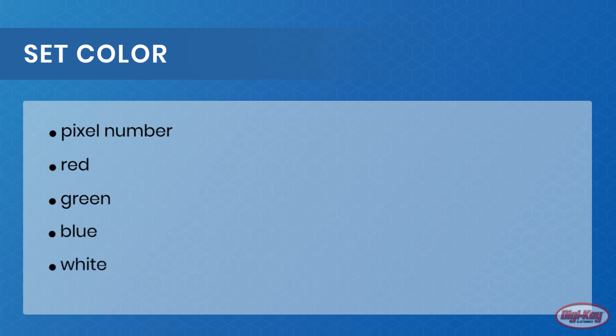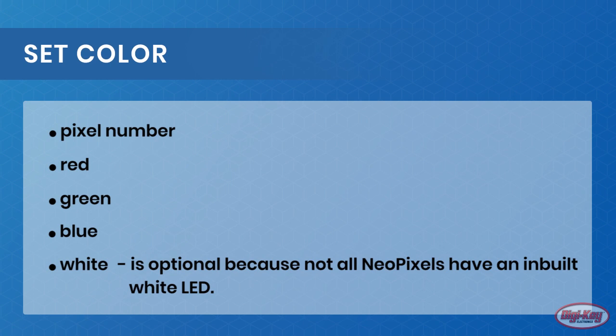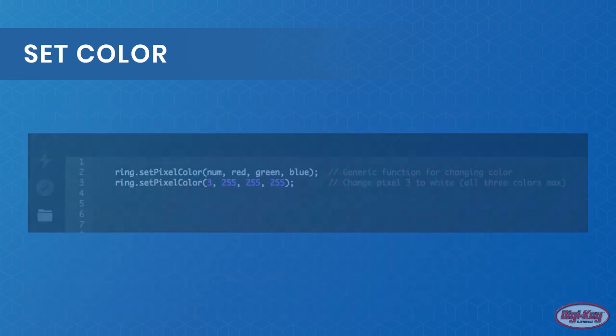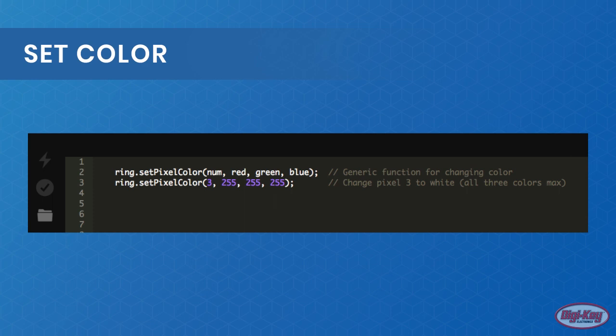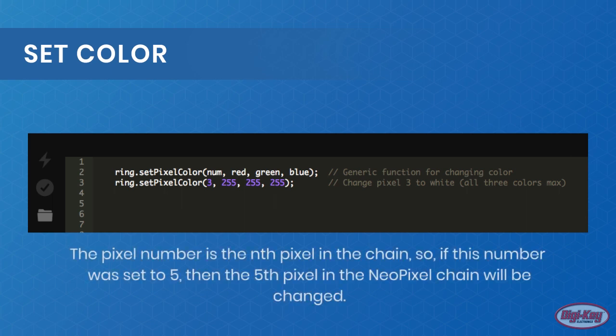There are a number of set color functions, but the most important one is set pixel color. This function takes 4 required arguments and 1 optional argument: pixel number, red, green, blue, and white. The white parameter is optional because not all NeoPixels have inbuilt white LEDs. The colors have values ranging from 0 to 255, which results in the standard 16 million color possibilities. The pixel number is the nth pixel in the chain, so if this number was set to 5, then the 5th pixel in the NeoPixel chain will be changed.